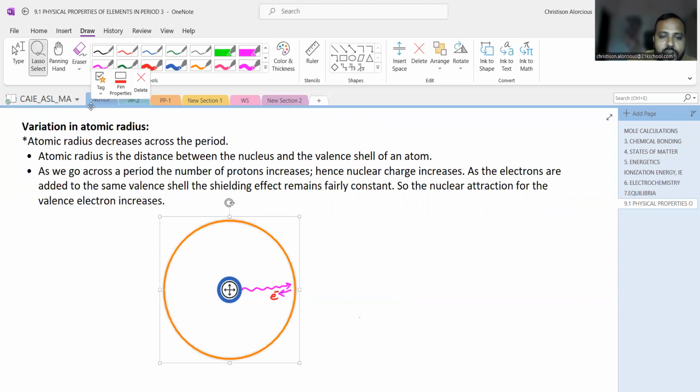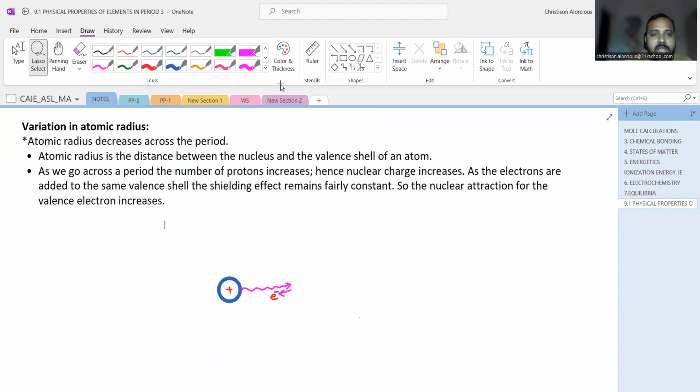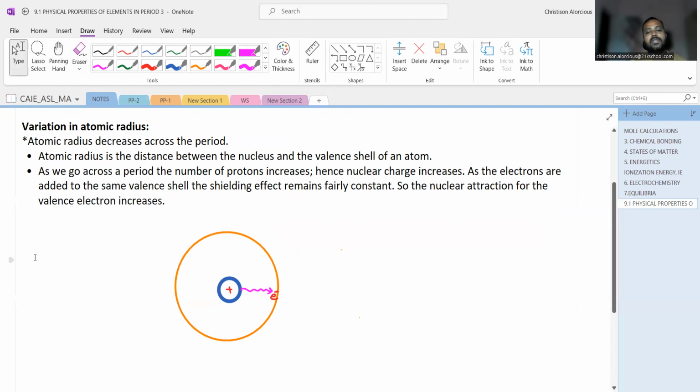Remember, there is no shell physically. The shell is the region of space where the electron is, which means if the electron has been brought closer, the shell is also brought closer. And that basically means the atomic radius, which is the distance between the nucleus and the valence shell, is also decreased. And hence, as you go across the period, the size of the atom decreases.